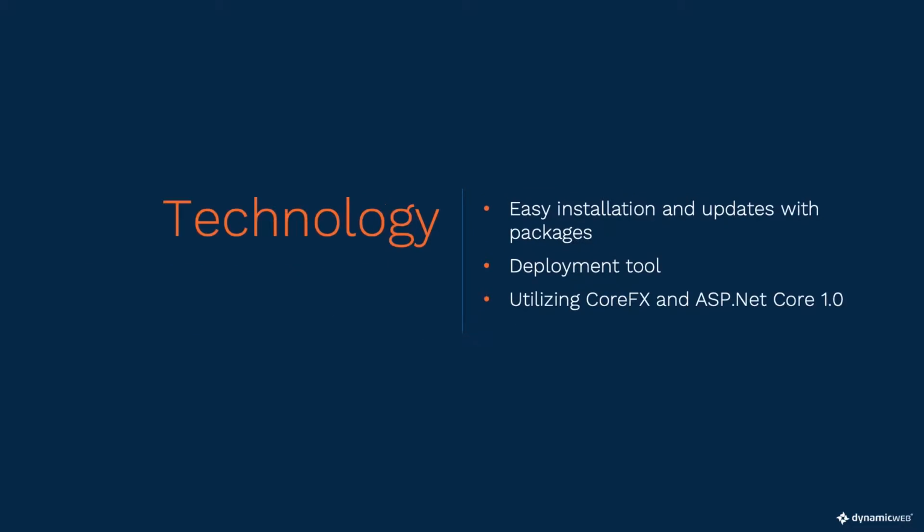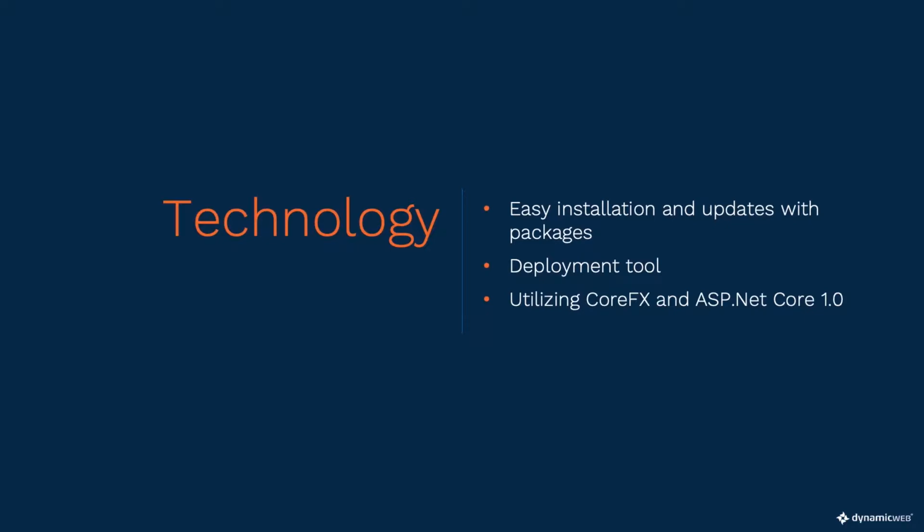Now, I mentioned technology a little bit earlier. So what we wanted to do is take advantage of the newest technological advancements with the Microsoft stack. So we're utilizing Core FX and ASP.NET Core 1.0 with the latest version of Dynamic Web 9. What that gave us the ability to do as well is implement an easier way to install and update with packages. So for instance, last year, Authorize.net implemented a TLS update.